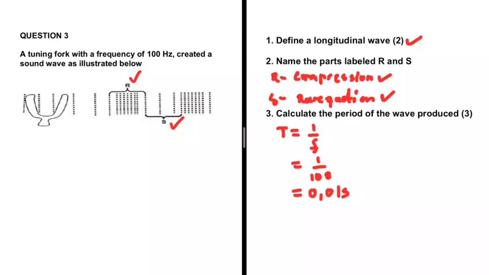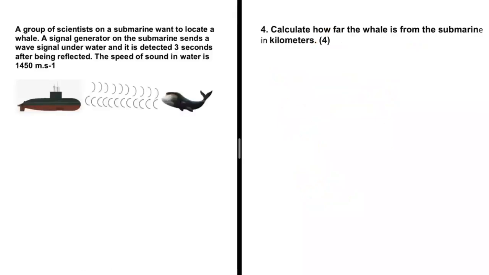So there we go. The time taken to complete one wave is 0.01 seconds. The period. The second part of the question is quite interesting. A group of scientists on a submarine want to locate a whale. A signal generator on the submarine sends a wave signal underwater, and it is detected 3 seconds after being reflected by the whale. The speed of sound in water is 1,450 meters per second. The question says, calculate how far the whale is from the submarine in kilometers.